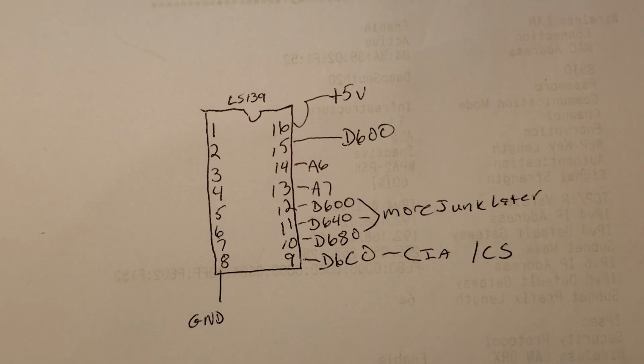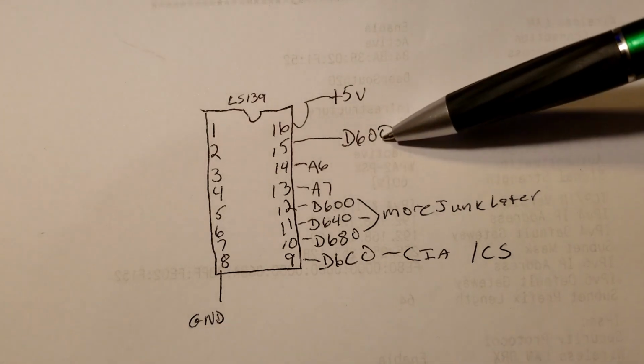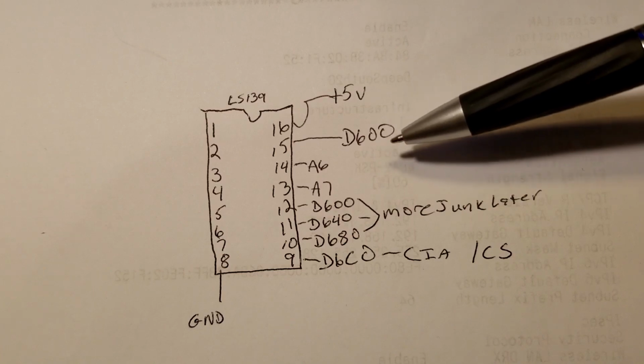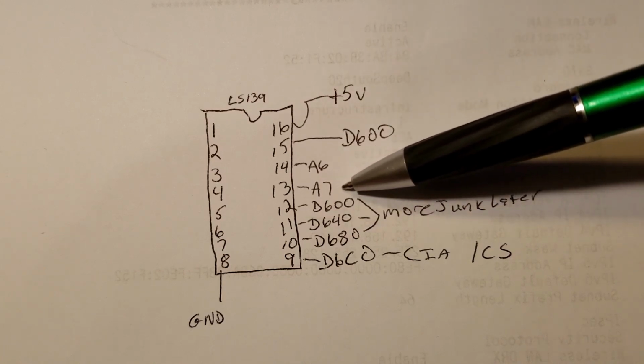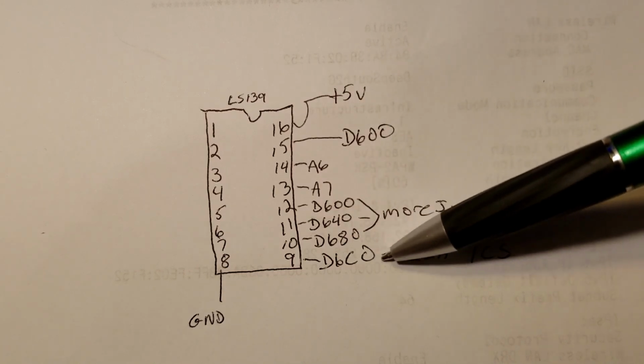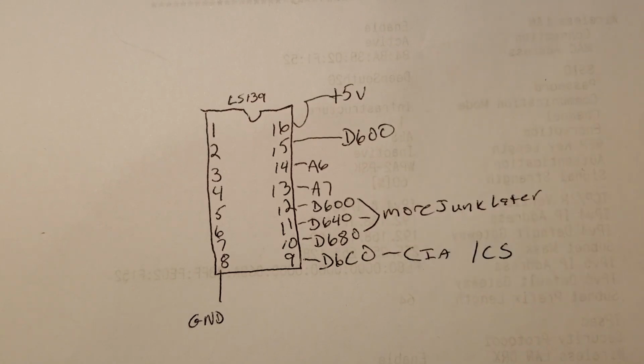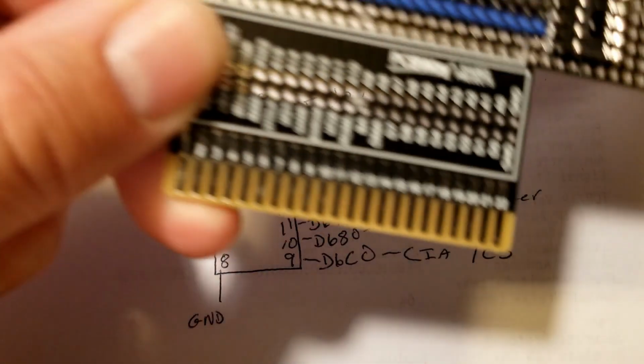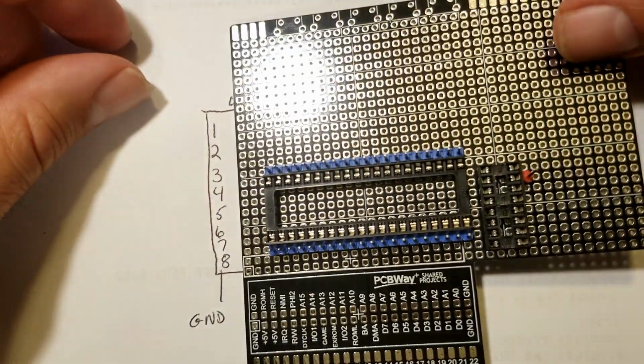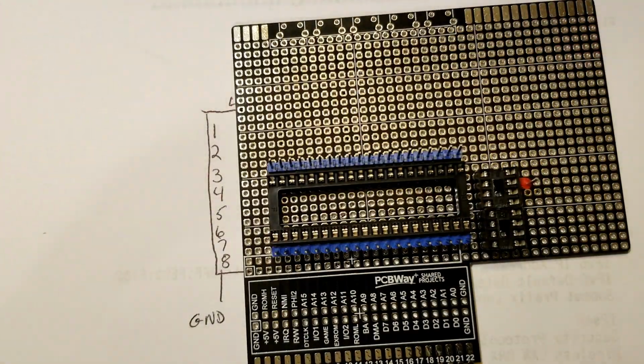So, 5 volts and ground in, D600 in from our wander lead that's going to hang out the back. A6 and A7 are available on the cart. Here are our outputs, and that will get wired to the CIA chip. So next, here it is, let's do board layout. This is kind of what I've come up with. I think this will work fairly well.